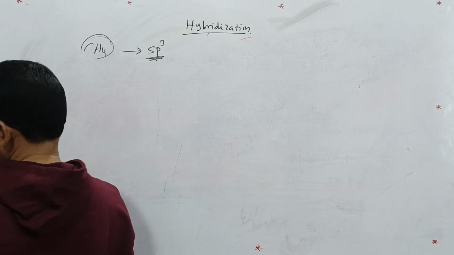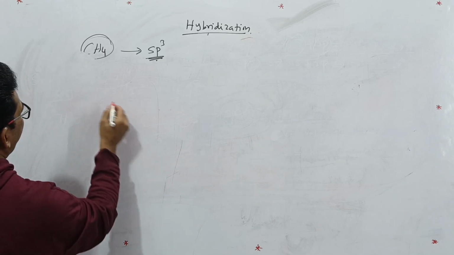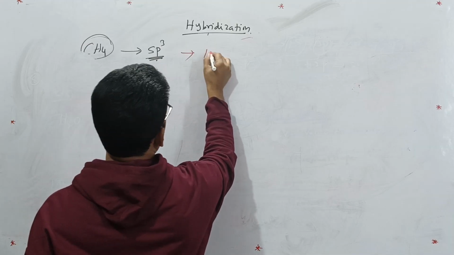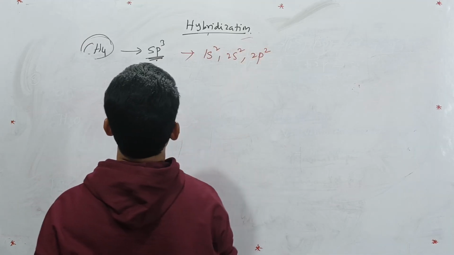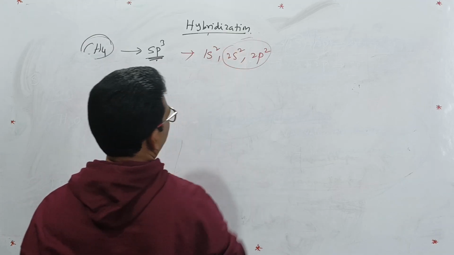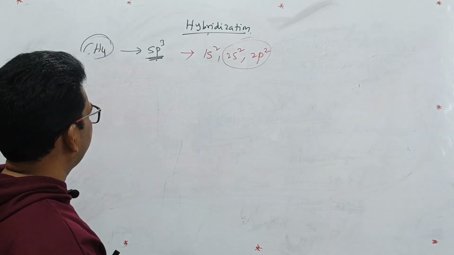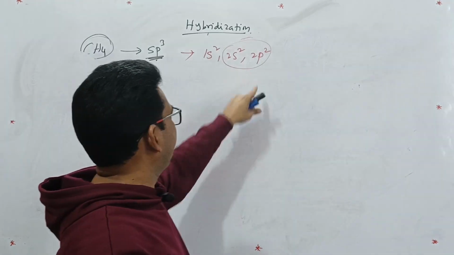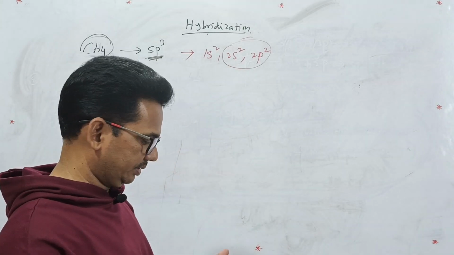The atomic number for carbon is what? 6. Then we write the electronic configuration. What does it come to? 1s2, 2s2, 2p2. The outer shell has 4 valence electrons. Then 4 plus 4 divided by 2 is 4. It means it is going to give the sp3 hybridization.